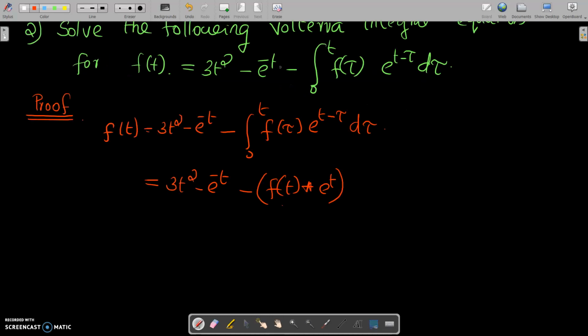Next problem is solve the following Volterra integral equation for f of t is equal to 3t square minus e raised to minus t minus integral 0 to t f of tau e raised to t minus tau d tau. തന്നിരിക്കുന്നത് f of t is equal to 3t square minus e raised to minus t minus integral 0 to t f of tau e raised to t minus tau d tau. That is 3t square minus e raised to minus t minus ഇത് എന്താണ്? By convolution method f of t star e raised to t ആണിത്.